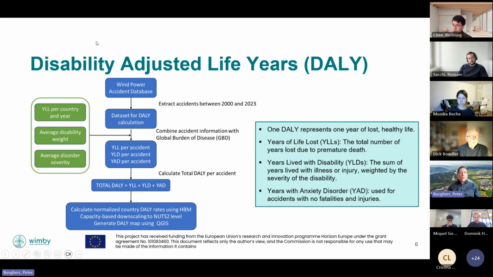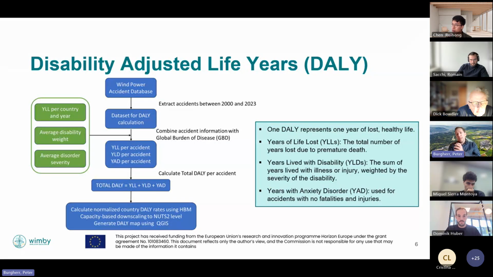So let's start with disability adjusted life years, or DALYs. One DALY is 1 year of lost healthy life that you would lose due to an accident. There are three components that we have modeled. It's the so-called years of life lost, the total number of years lost to premature death, so that would mean if an accident leads to a fatality. Then you can also be injured, which would be the years lived with disability, or there can also just be some more psychological impacts due to an accident. That's then the years with anxiety disorder.